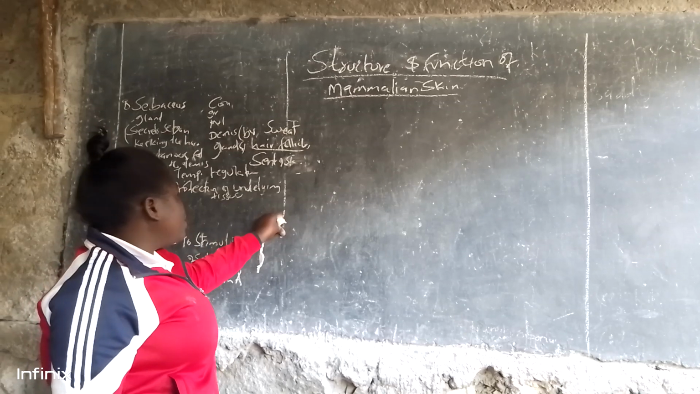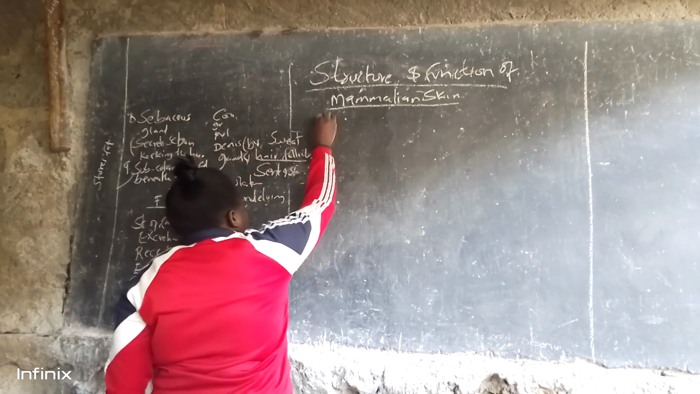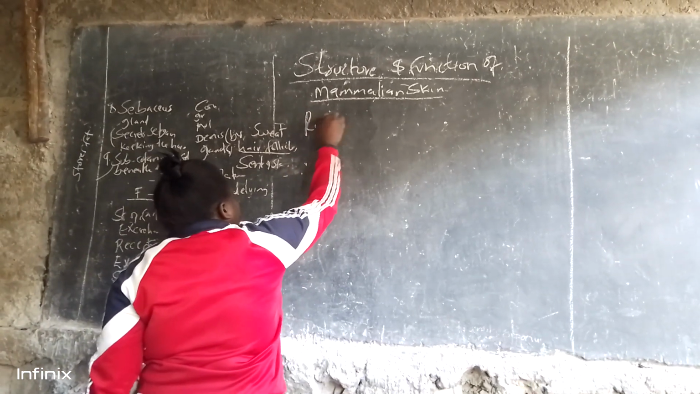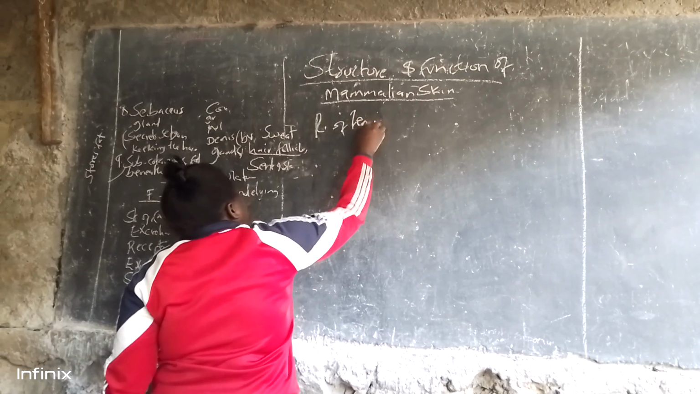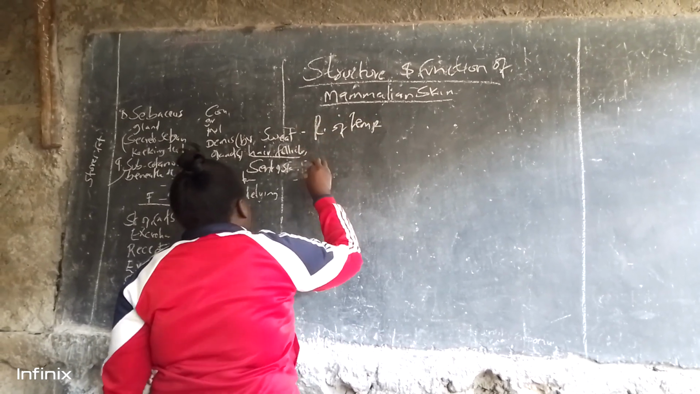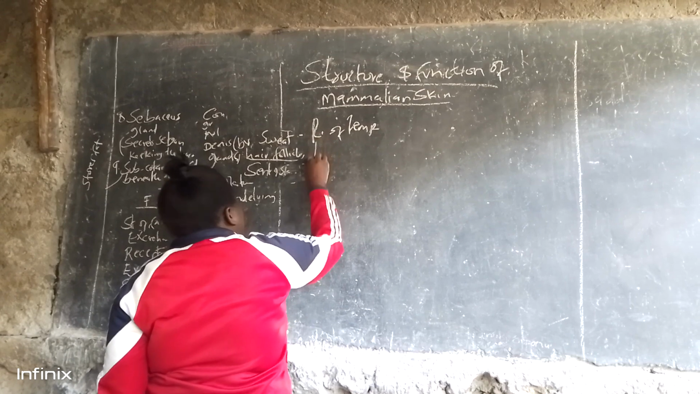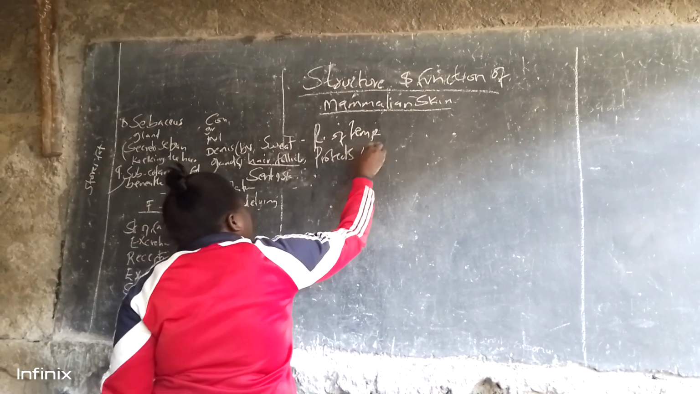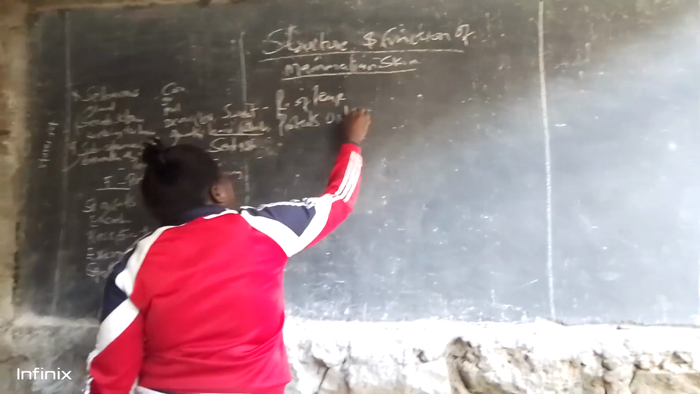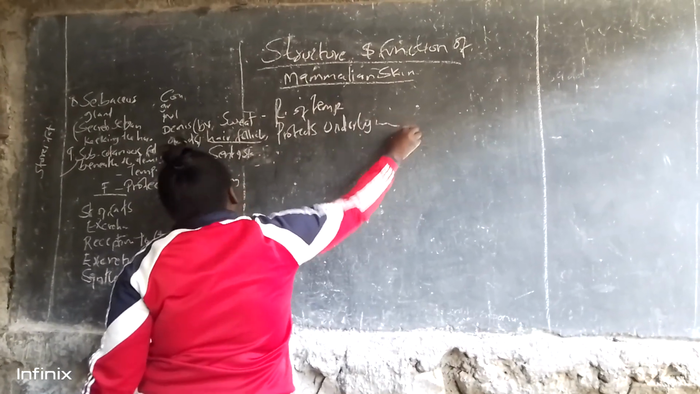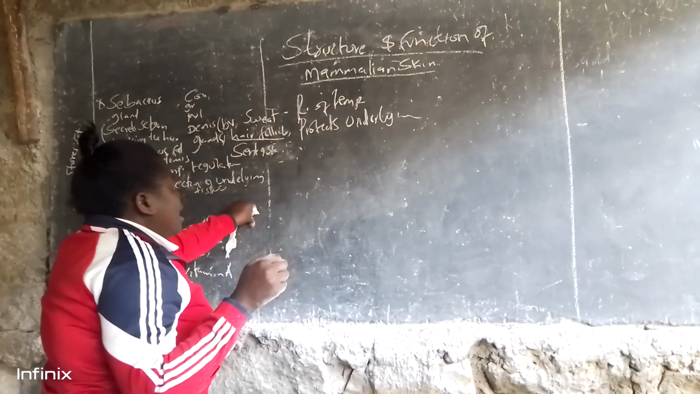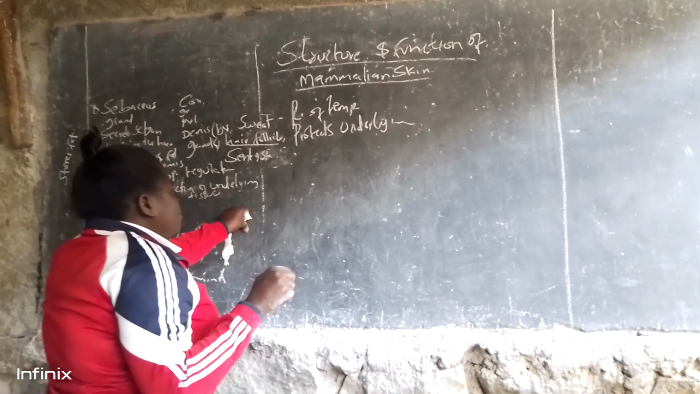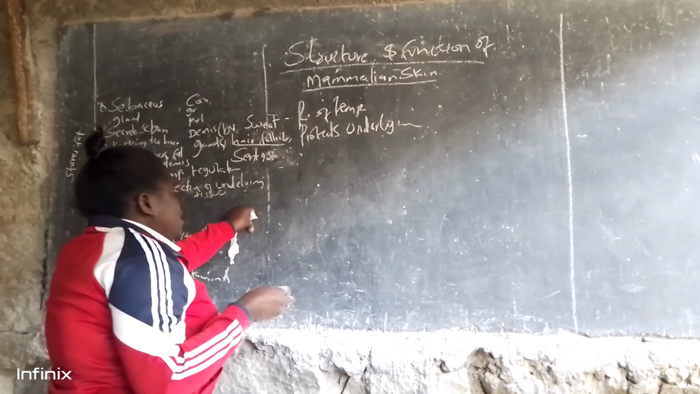Number one function of the skin is temperature regulation. Number two, we have protection of underlying tissue. It protects underlying tissue, e.g. the dermis and those underlying tissues like blood vessels, etc.